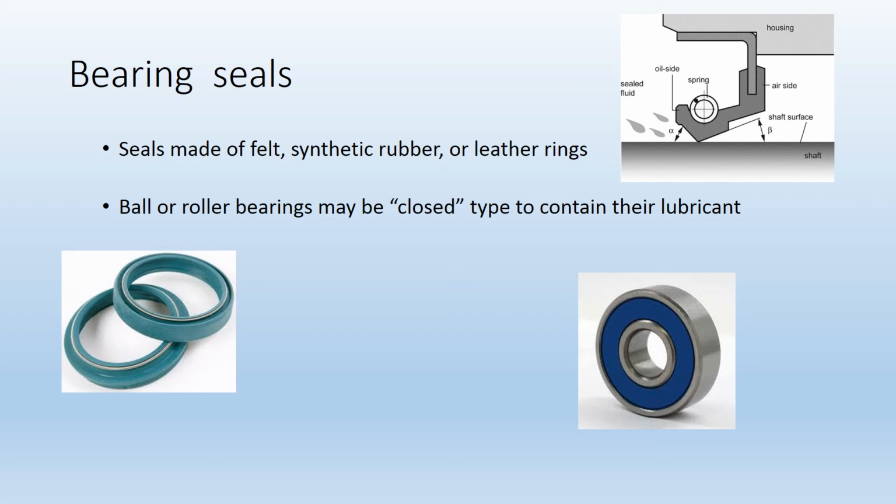So when you have ball or roller bearings, they can be already closed, meaning that their lubricant is inside and the seals have been put on to seal the bearing. So when you hear of a sealed bearing, sometimes they're referred to as lubricated for life. So no additional lubrication is needed. They're lubricated at the factory for the life of the bearing.